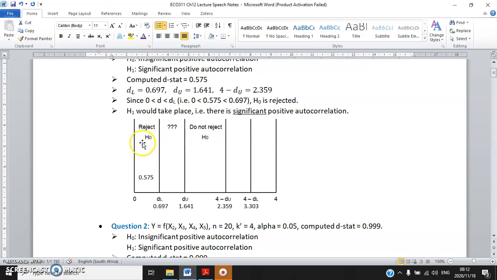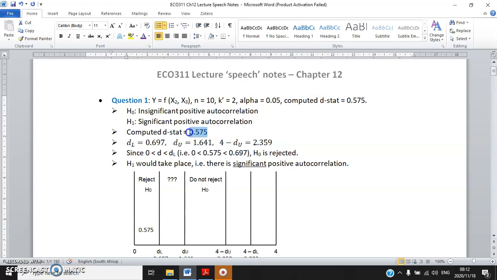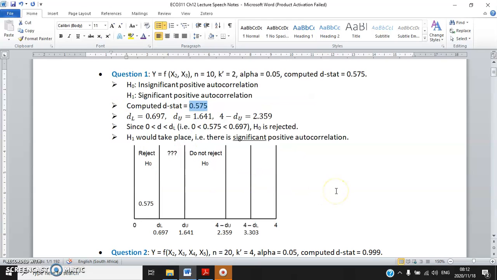My computed d-stat 0.575 lies in the rejection region because it is greater than 0 but smaller than DL, 0.697. Then bad news. Then you have to explain: since the computed d-stat lies between 0 and DL, the null hypothesis is rejected. Then, sorry, H1 will take place, meaning there is significant positive autocorrelation. You can already suspect there is significant positive autocorrelation. Remember from my previous discussion, I said if your computed d-stat is quite close to 0, then it actually means significant positive autocorrelation.